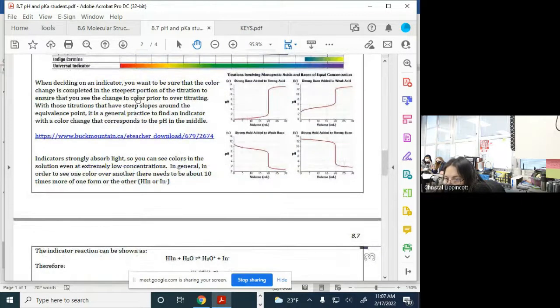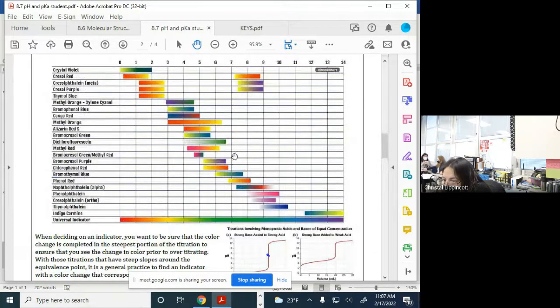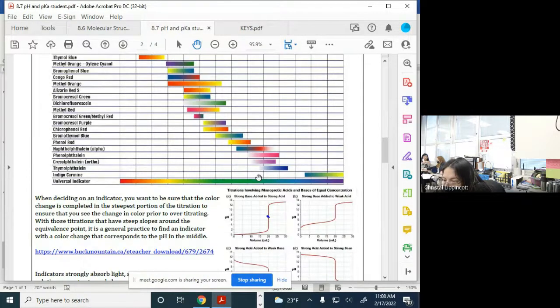Like I said, when you're deciding on an indicator, you want to make sure that the color change is completed in the steepest portion of the titration. So here, you could use any acid-base indicator that's going to change in the steepest part. Here it would be 7, because this is a strong acid, strong base. You'd want to find an indicator that changes there. So this bromothymol blue would be good. That would probably be the best thing to select for that one.